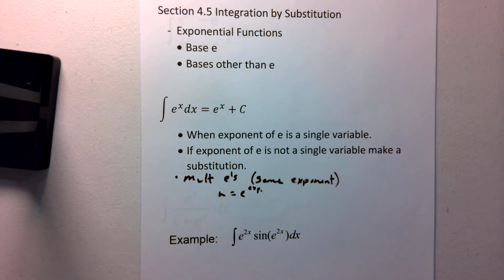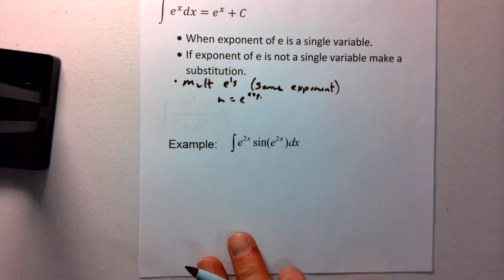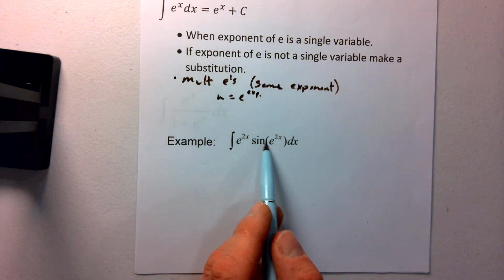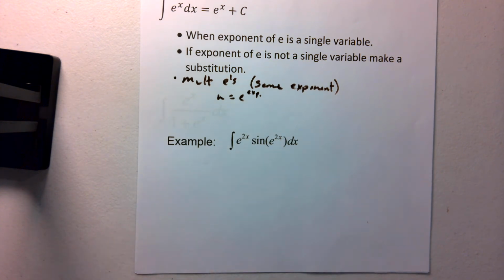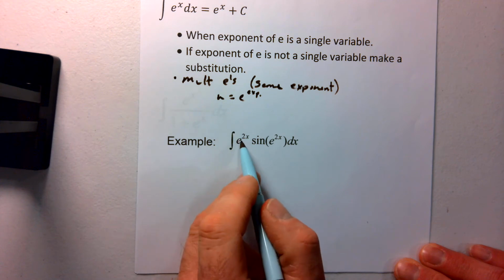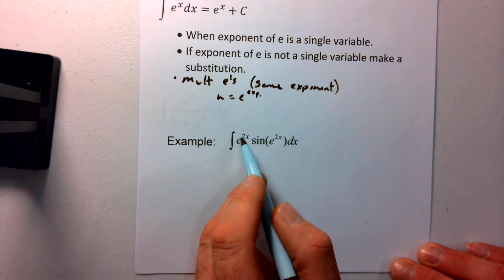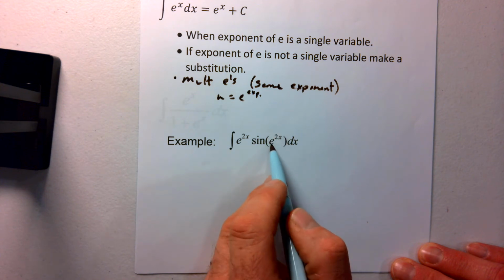And I say that because I look here at the first example, which I threw a nasty one at you to start with: e to the 2x sine of e to the 2x dx. Why is it nasty? Because we have the exponential, which we're just now talking about, to an exponent, and we have a trig, which you guys all love so dearly. So what do we do with this? This is going to be one of those cases where we have multiple e's, and we're going to let that u be that e to the exponent.